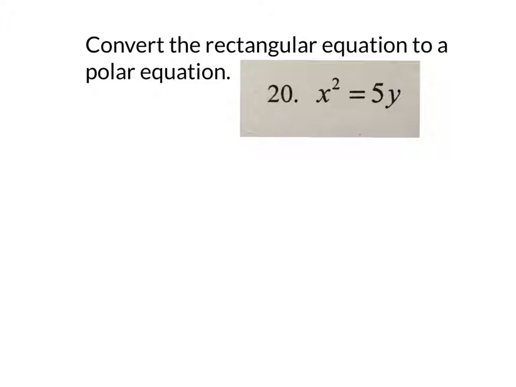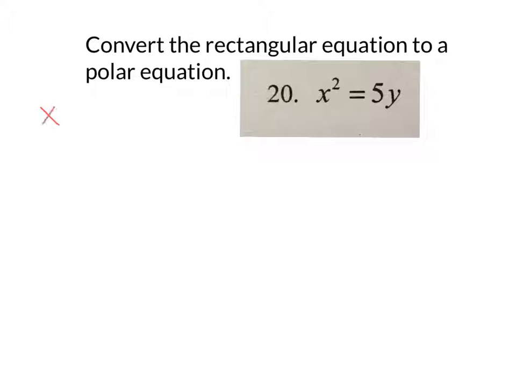So in this problem we have ourselves a rectangular equation that happens to graph to a parabola. And we want to write that as a polar equation. So we need to do some substitutions.